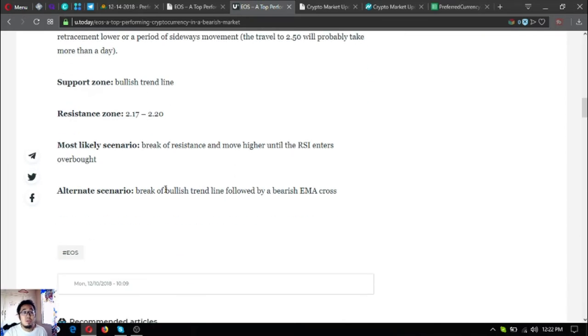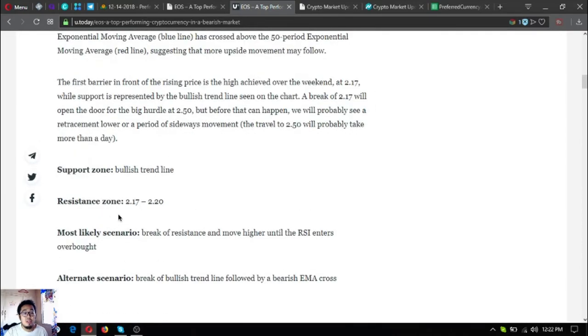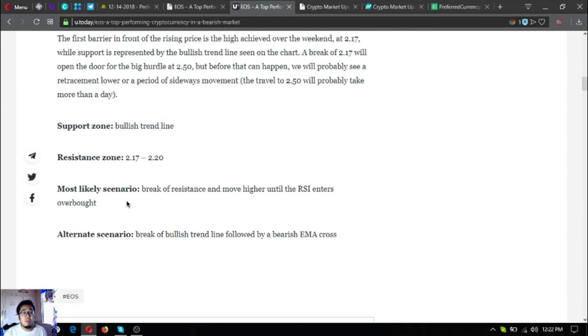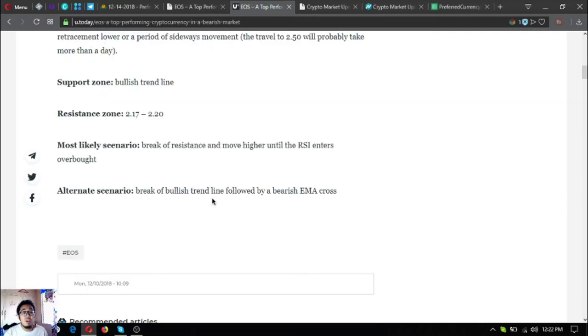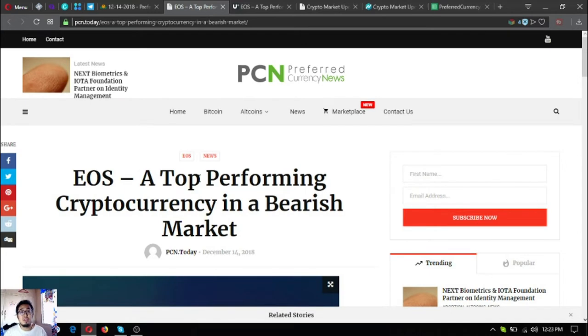The support zone is the bullish trend line. The resistance zone is 2.17-2.20. Most likely scenario: break of resistance and move higher until the RSI enters overbought. The alternate scenario: break of the bullish trend line followed by a bearish EMA cross. So that is the main update for today, and as you can see, EOS, our beloved EOS, is performing very, very well.